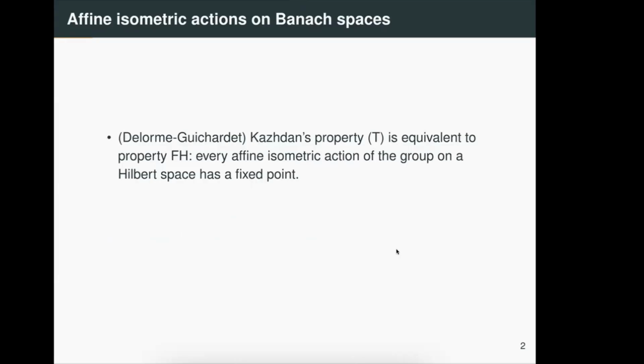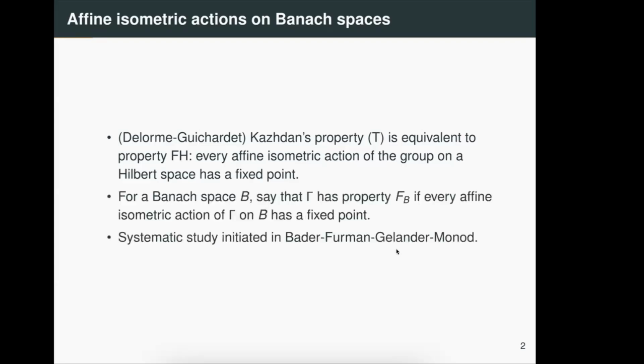When you take the Banach space to be a Hilbert space, you have this characterization of property T in terms of fixed points. Property T is equivalent to saying that every affine isometric action on a Hilbert space has a fixed point. The negation of this is that you find an affine isometric action on Hilbert space with an unbounded orbit. The strengthening of that is that you ask for a proper orbit, and that's the Haagerup property, or a-T-menability. And you can also consider what happens when you replace Hilbert space by more general Banach spaces.